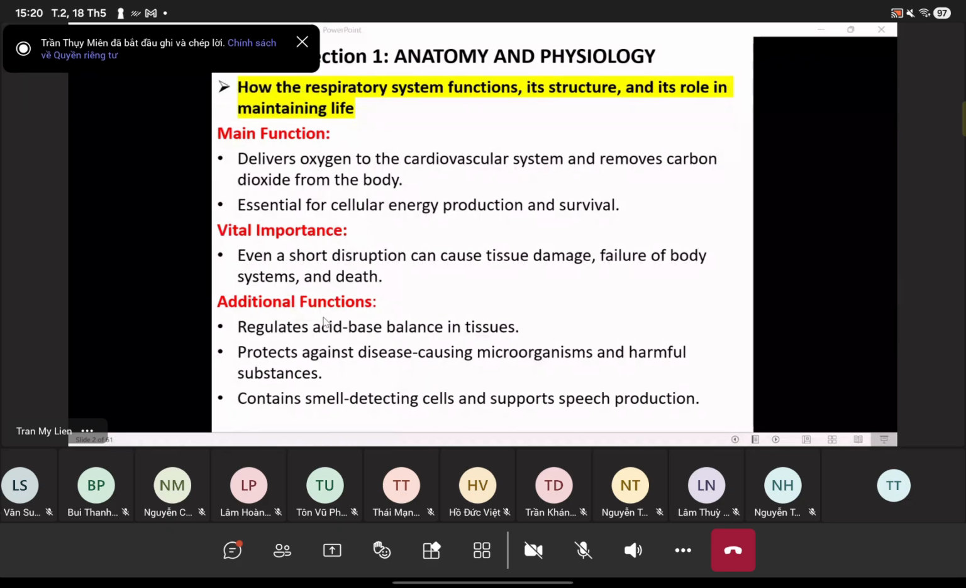Other functions: regulates acid-base balance in tissues, protects against disease-causing microorganisms and harmful substances, and contains smell-detecting cells, supports speech production.